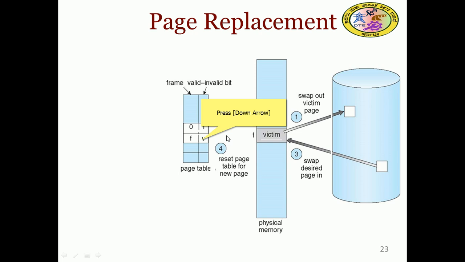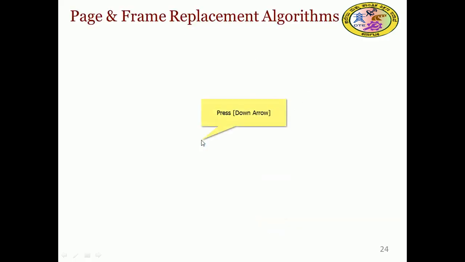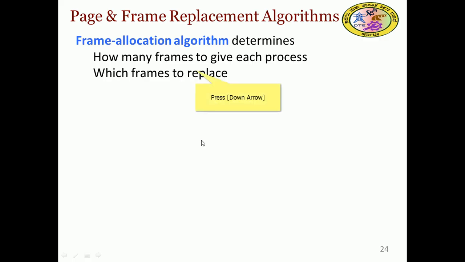So that is valid. Reset the page table for the new page. So swap out the victimized page, that is the old page, swap in the fresh page and place it in the physical memory. The corresponding page table needs to be modified. That victim page frame will become fresh, now it becomes a valid page in the page table. So page and frame replacement algorithm.